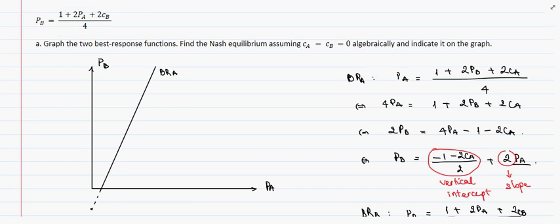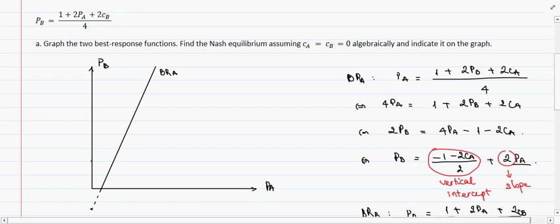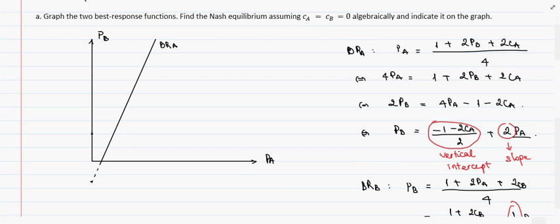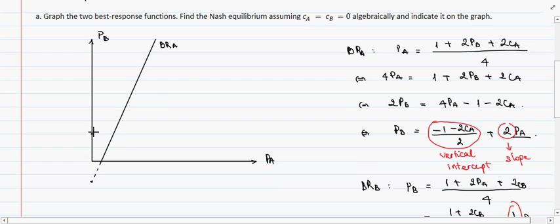Alright, so therefore I'll start from somewhere positive, say over here. I do not know the value, so I'll just pick a random point. And again, the slope is positive, so we have an upward sloping line with a smaller slope than the best response function for firm A, so the line should be flatter. So when you draw it, you make it flatter, and it's going to go like this.